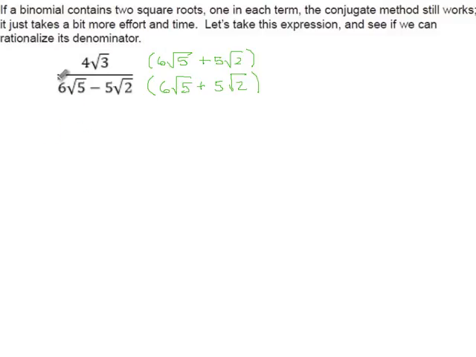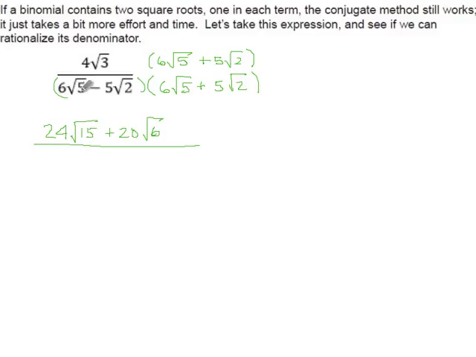So if we multiply these out, we get, I'll do the upstairs first, the bad news. 4 times 6 is 24. Root 3 times root 5 is root 15. Next term, 4 times 5 is 20. Root 3 times root 2 is root 6.